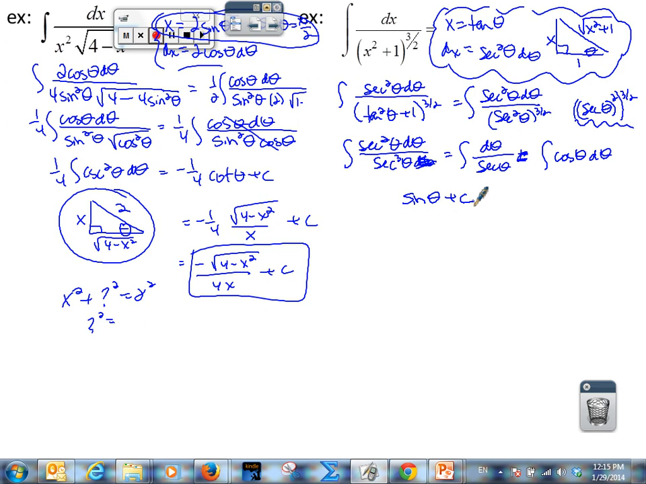Are we done? No. We have to put the x's back in, so we use our triangle. We read sine off of our triangle. So we have opposite over hypotenuse. So x over square root of x squared plus 1, plus c.